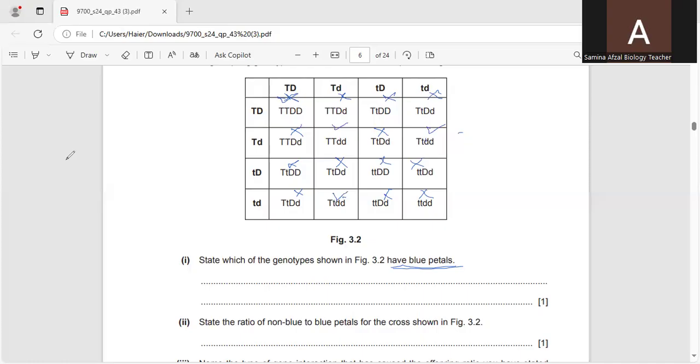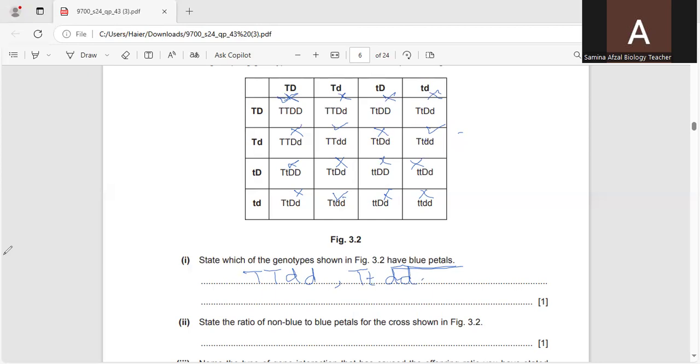So I would like to write them capital T, capital T, small d, small d, and the other one is capital T, small t, small d, small d. So T, whether it is in heterozygous condition, will be able to produce the molybdenum, and small d, being a recessive allele, is not able to prevent the production of molybdenum.